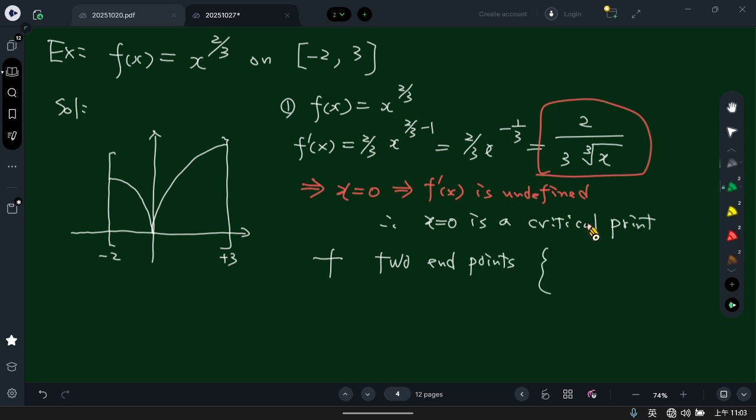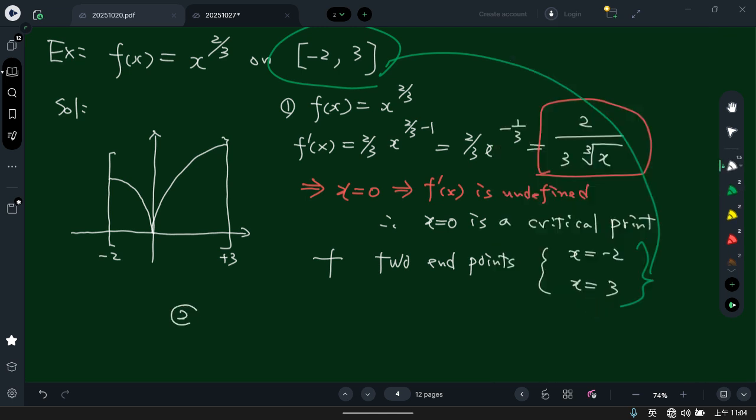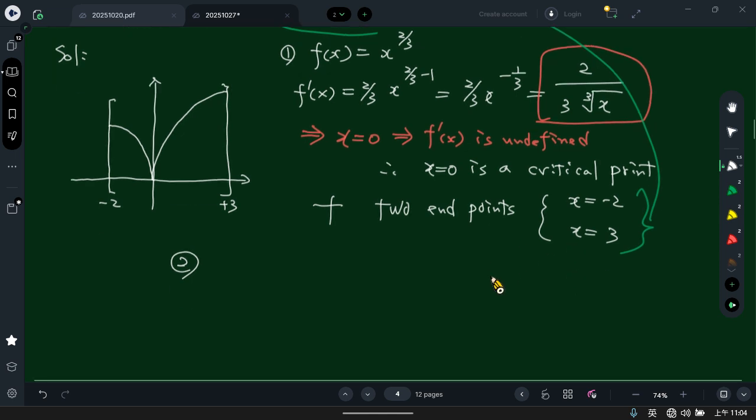that include s is equal to -2 and s is equal to 3, because of the interval here, right? So this one is the only critical point. These two are the endpoints. So we need to consider these 3 points so that we can start to evaluate its value.